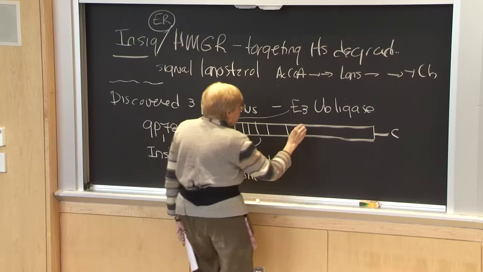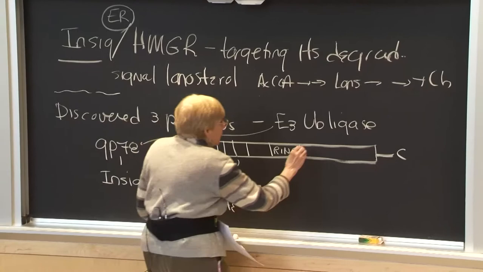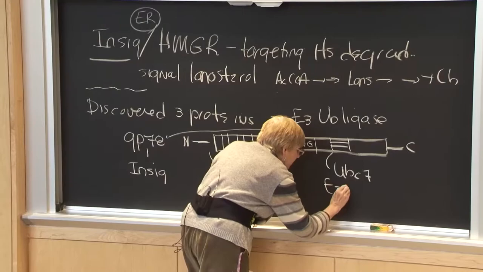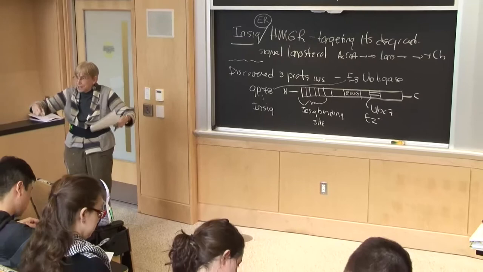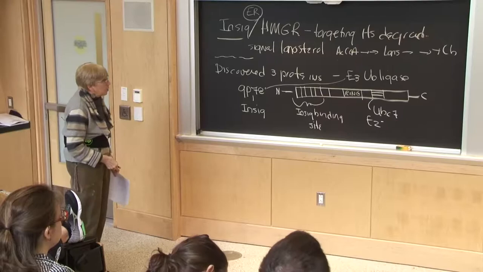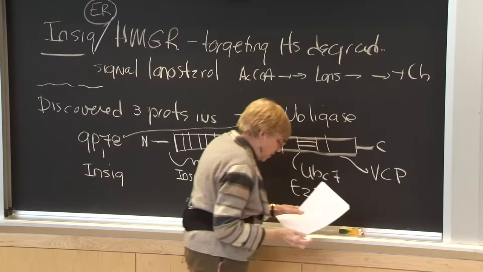It has a ring domain. Remember we said there were little domains that alter the way you stick the ubiquitin on. Again, we don't know the details about this. It has another little domain called UBC7. We're really into acronym world, but what you need to know is that this is an E2 conjugating enzyme. So what you have now is an E3 that can bind an E2. That's the cartoons we just went through. E3 binding to E2. E3 is the GP78. E2 is this little protein domain. And I think what's really interesting about this protein is it has another little domain called VPC. And this is an ATPase.